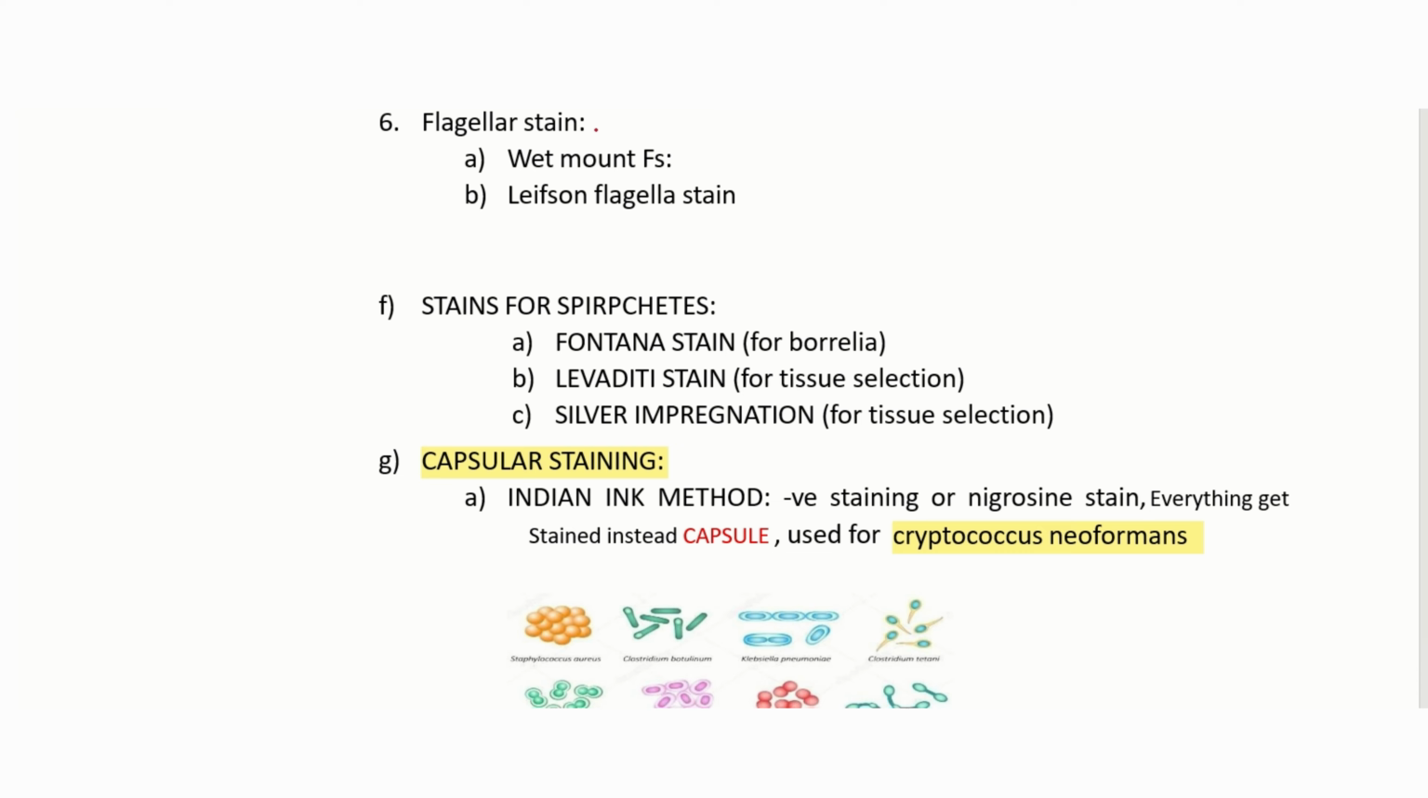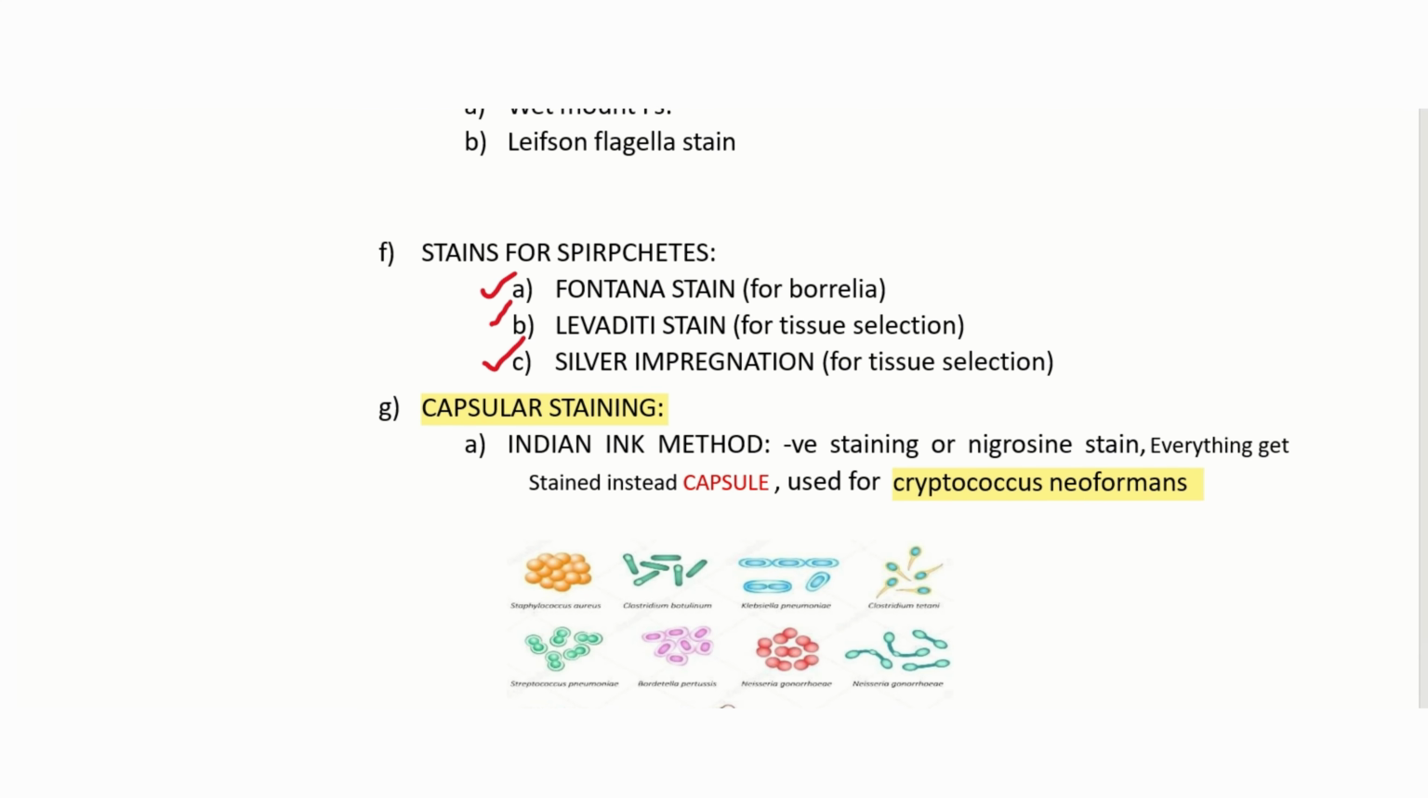Next is flagella stain. Flagella stain, there are two types, wet mount flagella stain and leaf cell flagella stain. Stains for spirochetes: Fontana stain for Borrelia, Levaditi stain for tissue section, and silver impregnation for tissue section.